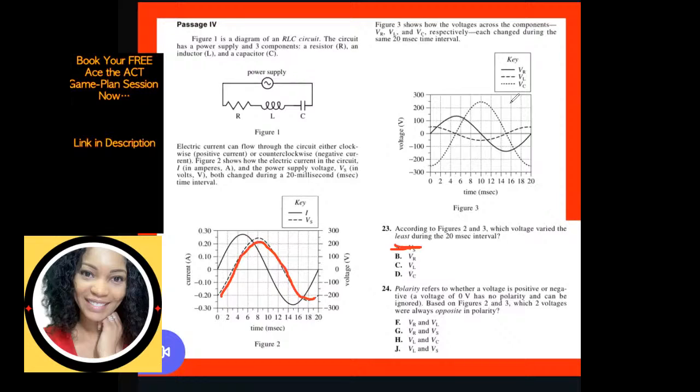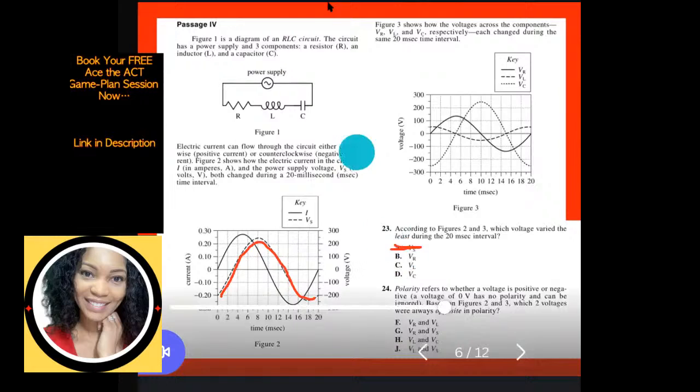Okay, let's keep going. V sub L here is the thicker dashed one, kind of hovering in the middle. Looks like it starts at 50, goes down to negative 50, and comes back up to 50. So that's already less varied than V sub R. So I'm going to go ahead and eliminate that one as soon as I get my pencil back.